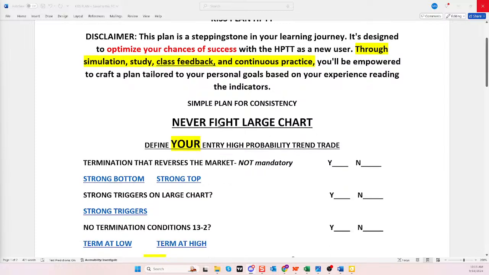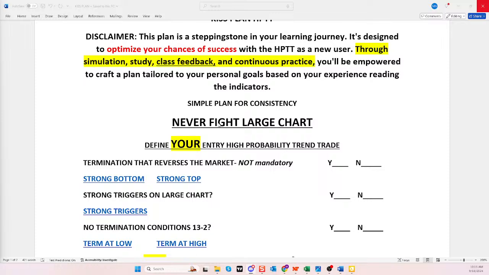And the simple plan, guys, don't fight the large chart. The large chart is your favorite lazy river. And there's two things you can do in the lazy river. If you have kids and you ever tried to walk against it to get to them, it's hard. But when you go with the flow, guys, life is easy. The large chart is just like that.